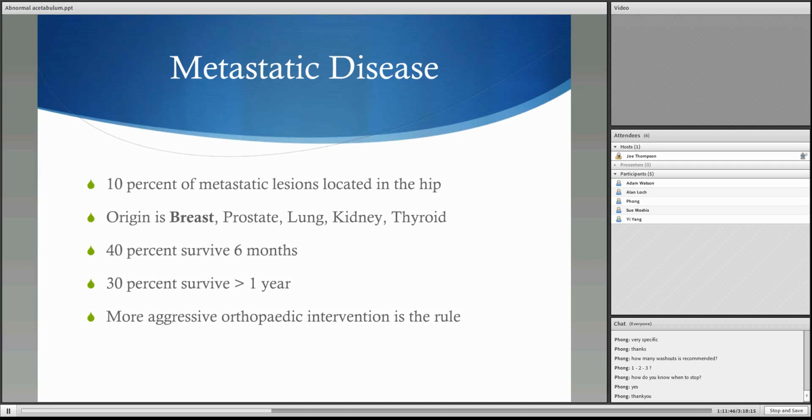Moving on to metastatic disease. Metastatic disease of the hip is very common. Quite often the cause of metastasis to the hip is the breast, but usually all the usual suspects for bone mets are also included.